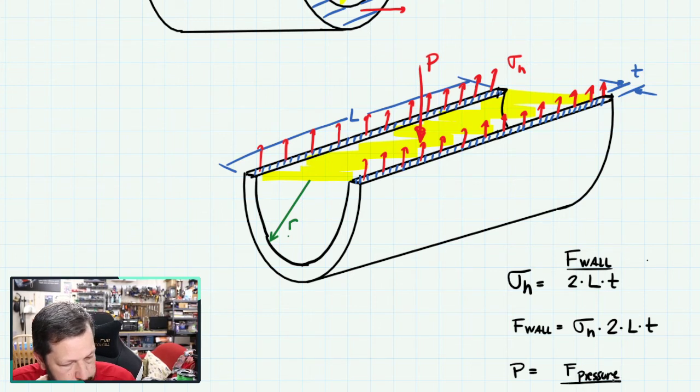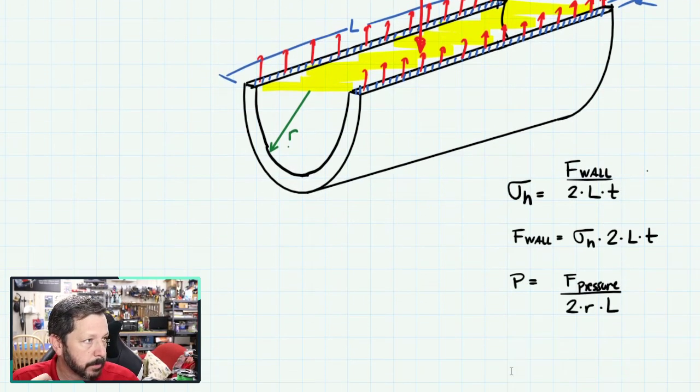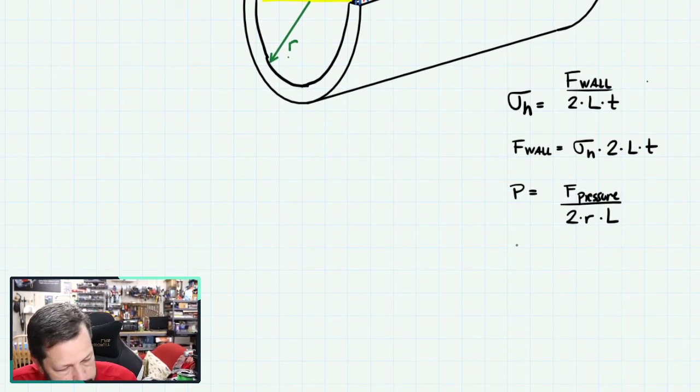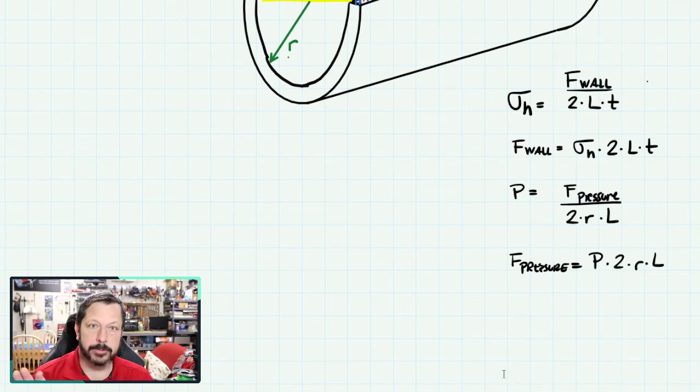And it acts on the area, the yellow area here. So that's 2R, the diameter, times L. And we can rearrange that equation to solve for the force associated with the pressure, which equals the internal pressure times 2 times R times L. I drew all of these arrows.